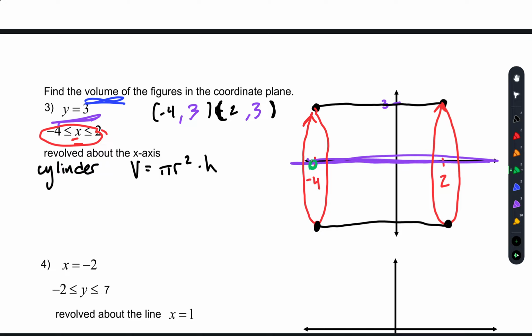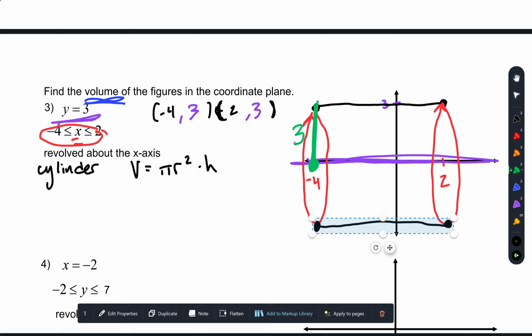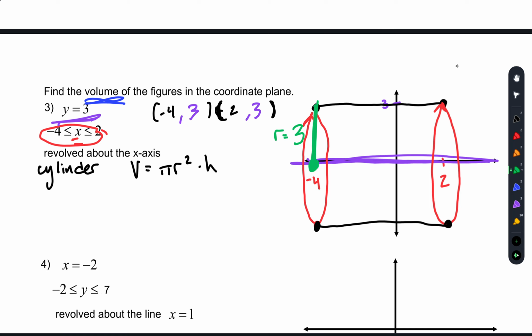Your center of rotation, so that x-axis in this case, that's going to be the center of your shape. So to find the radius, the distance from the center to the outside, I'm just going to count up those spots. It goes from the 0 all the way up to the 3. So this distance is 3. The height of my cylinder will go from base to base. So what is this distance here from base to base? Well, it goes from -4 to 2. So that distance is going to be 6 for my height. Does that make sense how I'm getting those numbers?